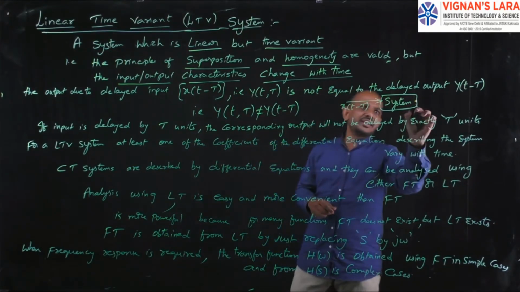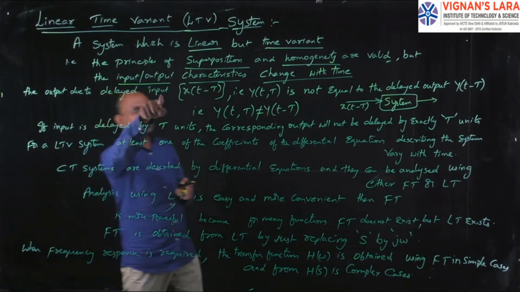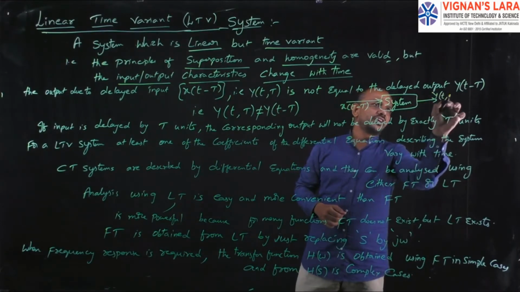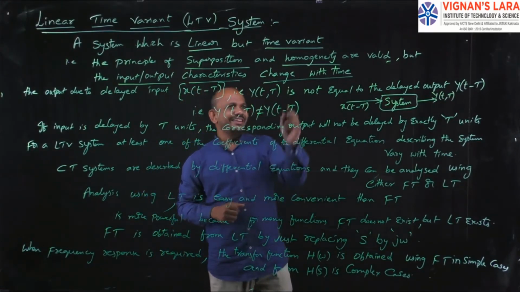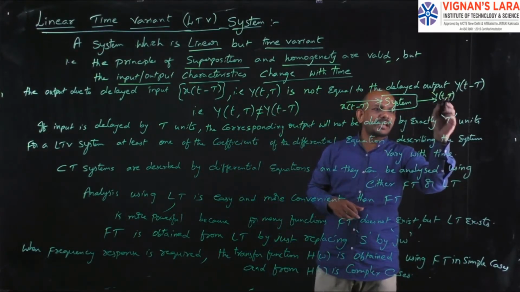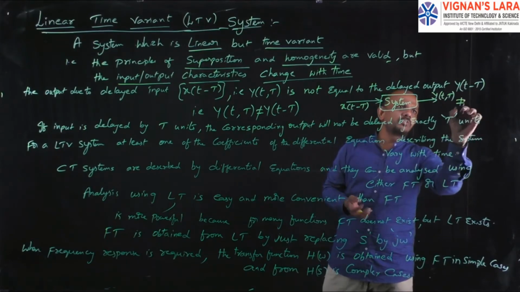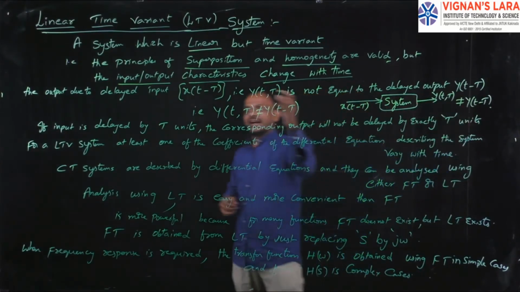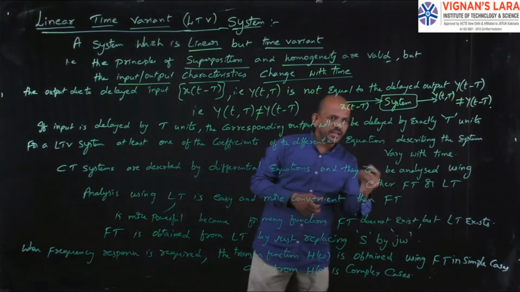Now the system will generate an output. That is the output due to the delayed input x of t minus capital T, and I am taking that output as y of small t comma capital T. If that output y of small t comma capital T is not equal to the delayed output, which is y of small t minus capital T, then I can say the system is a linear time variant system, or simply LTV system.